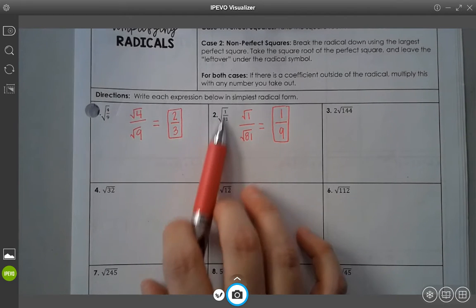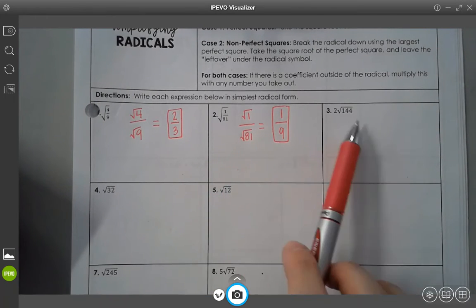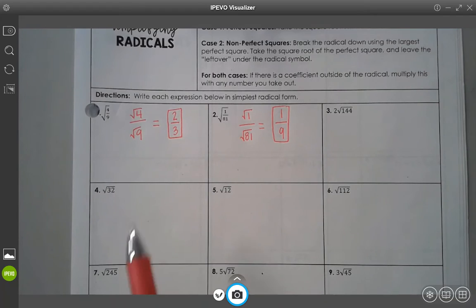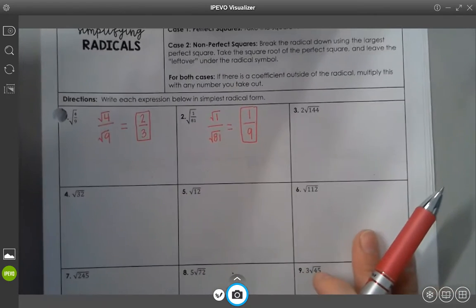Did you just type in the square root of 1 over 81? No, I was just going on. Yeah, I'm going to show you how to get that. You'll get a decimal if you do it like that. Right. Yeah, I'm going to show you what we're going to do with that.